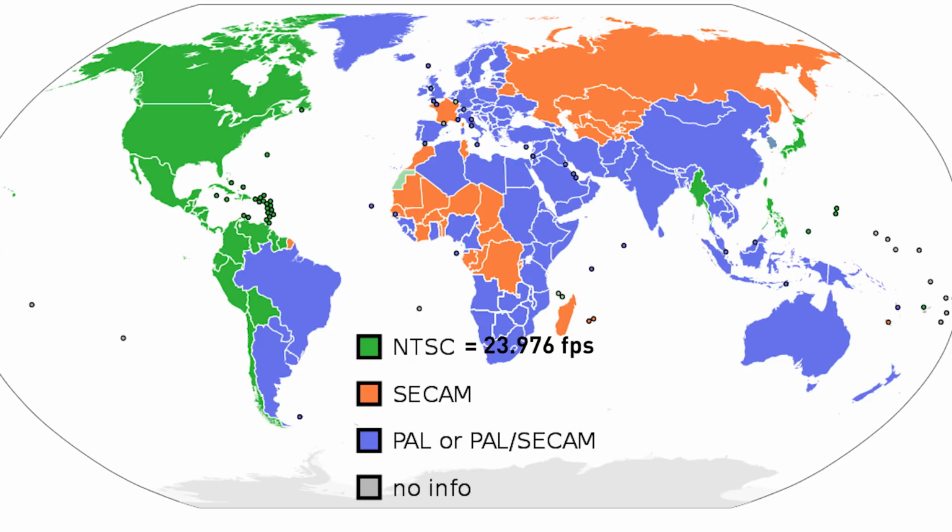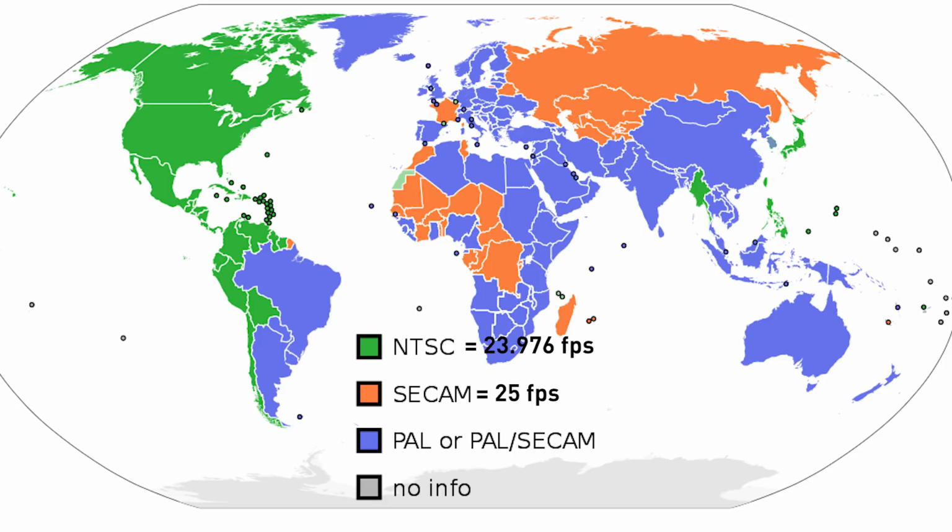If you are living in a lot of other countries in the world, you may be in either a PAL country or a SECAM country. That includes Australia, all of Europe, a lot of Africa, a lot of South America. And that means that your base frame rate is going to be 25 frames per second.